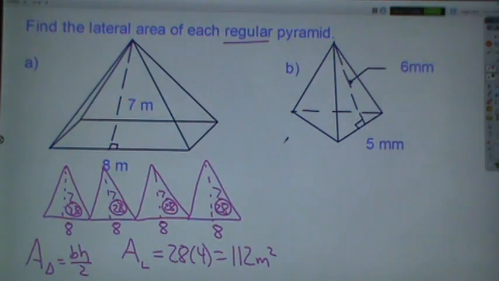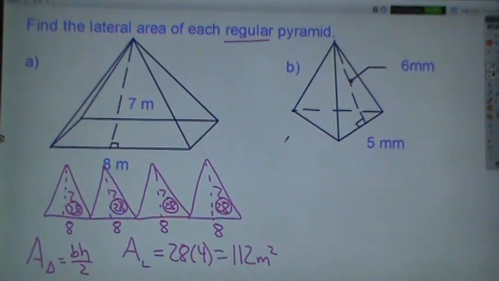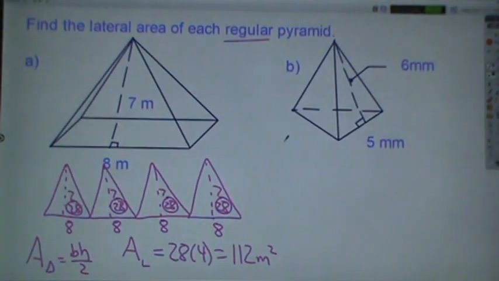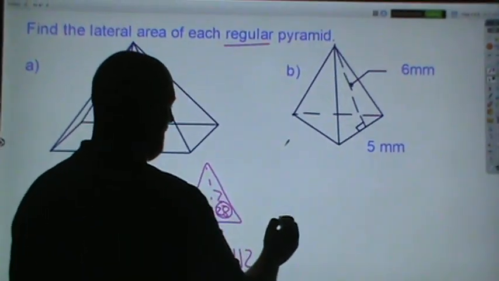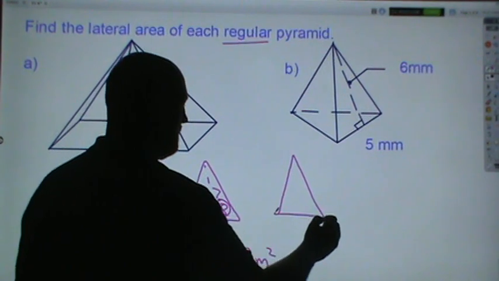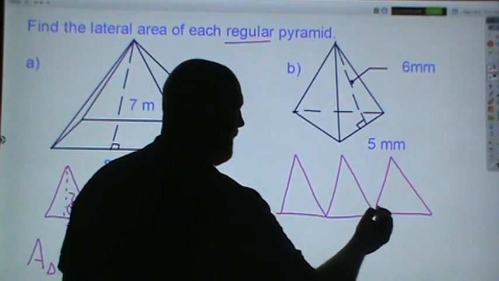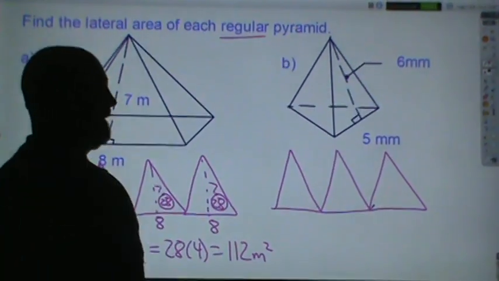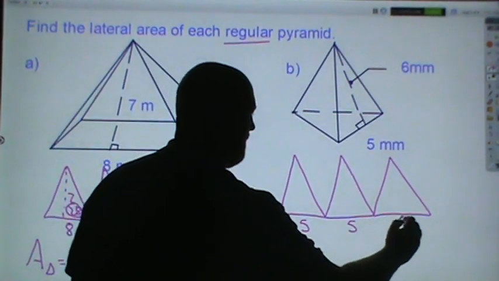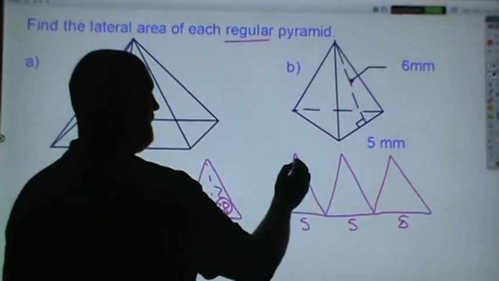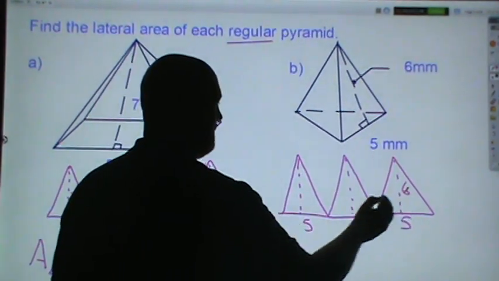So, back to part B. In part B, it looks like we have a triangle at the base, so we should have an equilateral triangle. Since it's an equilateral triangle, when I find my lateral area, I'm going to draw 3 triangles because I need to have 1 triangle coming off of each edge of the base. The base of each triangle will measure 5 millimeters, and the height of each triangle is the slant height of the pyramid, which is 6 millimeters.